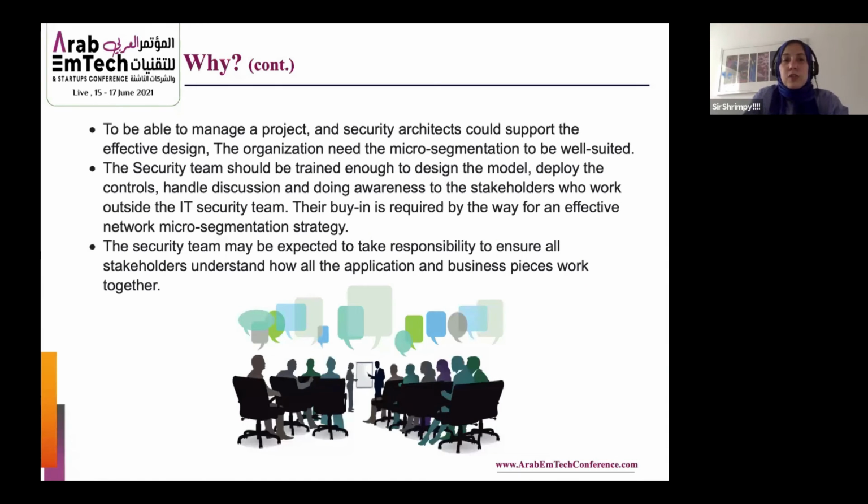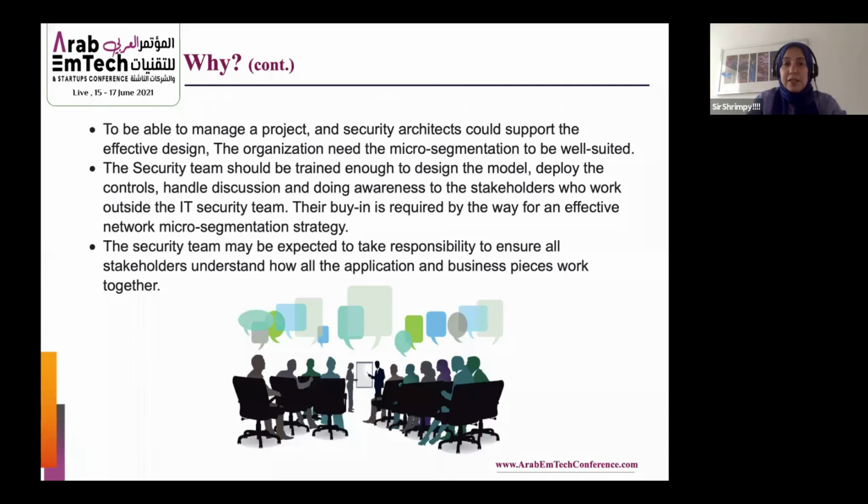To be able to manage a project for microsegmentation, a security architect could support the effective design; the organization needs the microsegmentation to be well suited. The security team should be trained enough to design the model, deploy the controls, handle discussions, and raise awareness to stakeholders who work outside the security team. Their buy-in is required, by the way, in an effective network microsegmentation strategy.